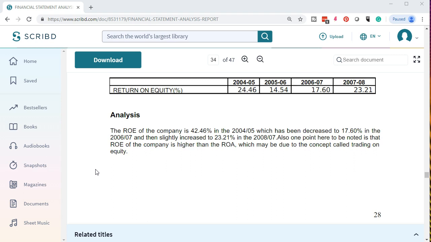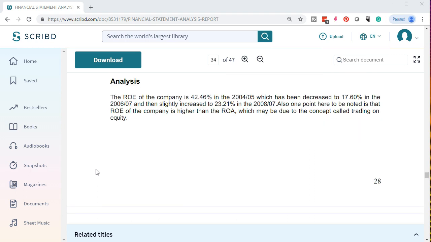The ROE of the company is 42.46 in 2004 and 5, which has decreased 17.60% in 2006-07, and then slightly increased 23.21% in 2008-07. Also, one point to be noted is that the ROE of the company is higher than the ROA, which may be due to the concept called trading on equity.